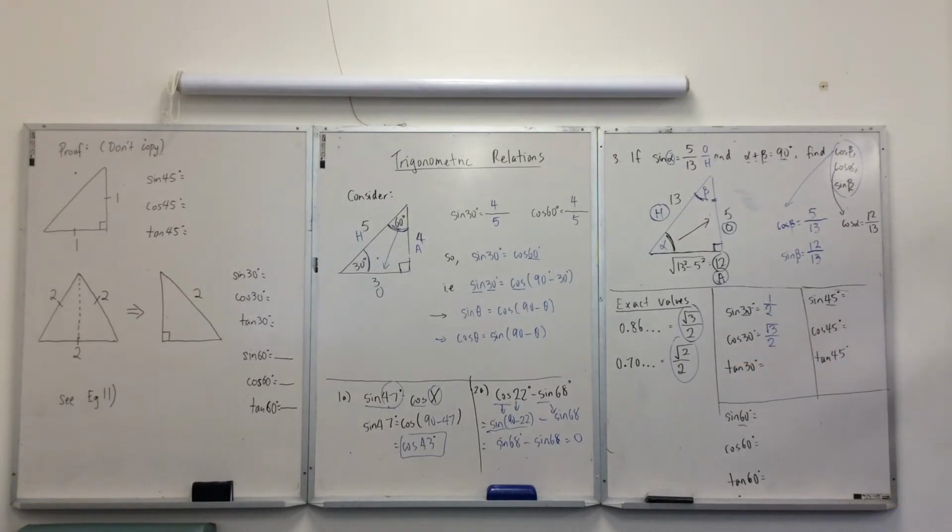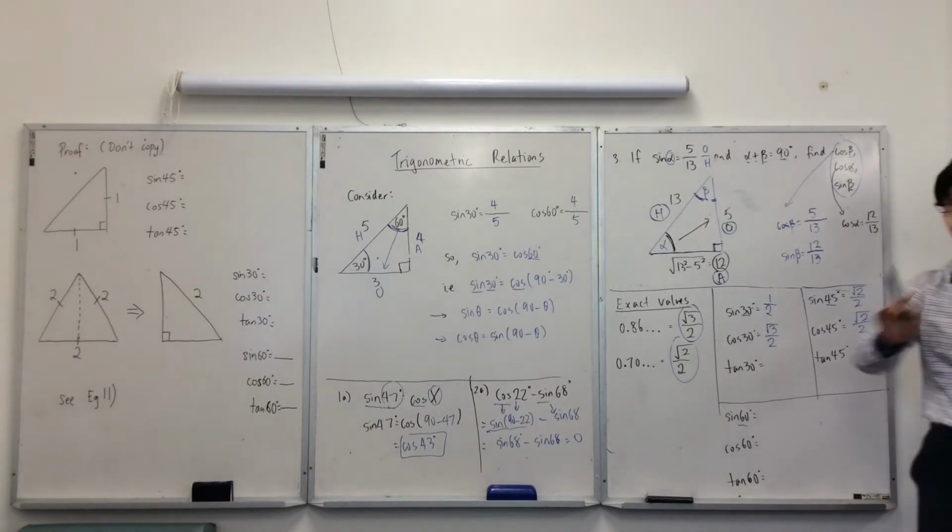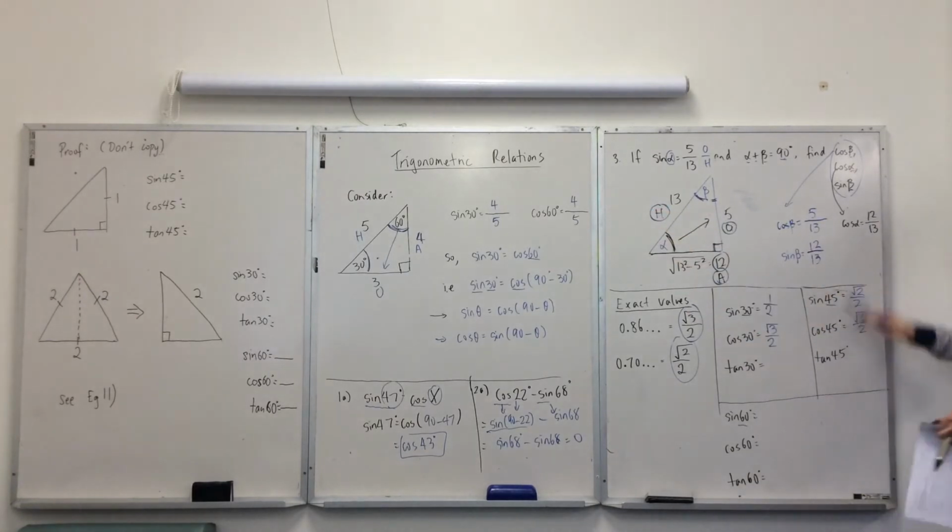What's sine 45? 0.7. So what's that? Root 2 over 2. How about cosine 45? 0.7, which is root 2 over 2. This is technically 1 over root 2 as well, but the reason why I don't use that one, I'll explain later. That's the proof behind why these are the exact values.